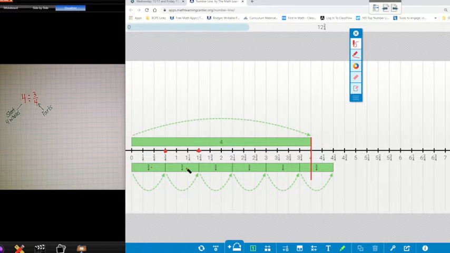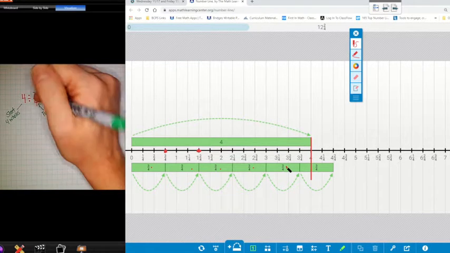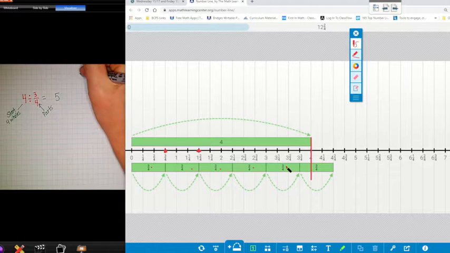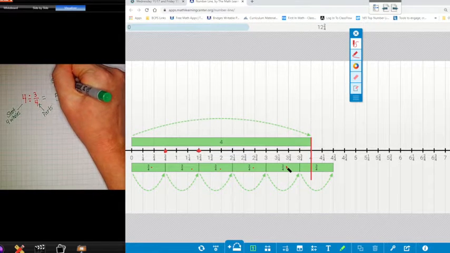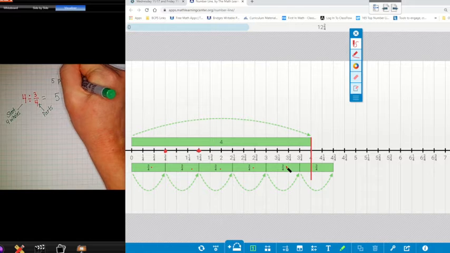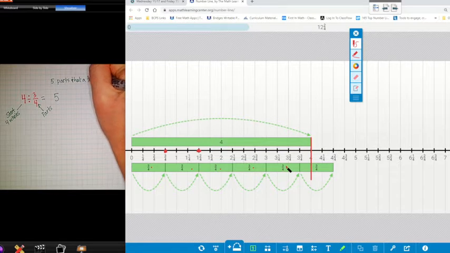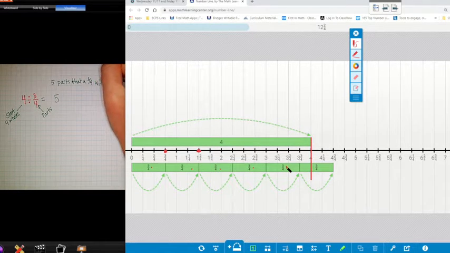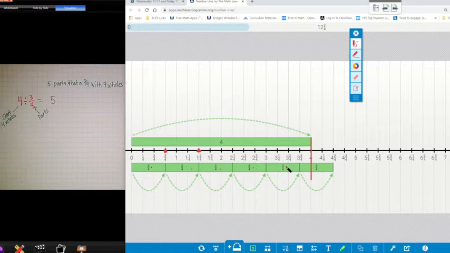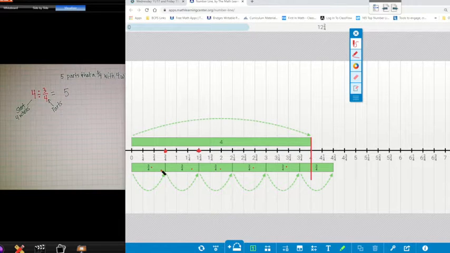All right, so we have 1, 2, 3, 4, 5. I know that I can definitely make 5. So I'm going to just kind of write my thing out. I can make 5 parts that are 3/4 with 4 wholes. Okay, so I can make 5 parts that are 3/4 with my wholes. Okay, so I have 1, 2, 3, 4, 5. But what are we going to do with this? So we know we're going to have some leftovers or remainder.